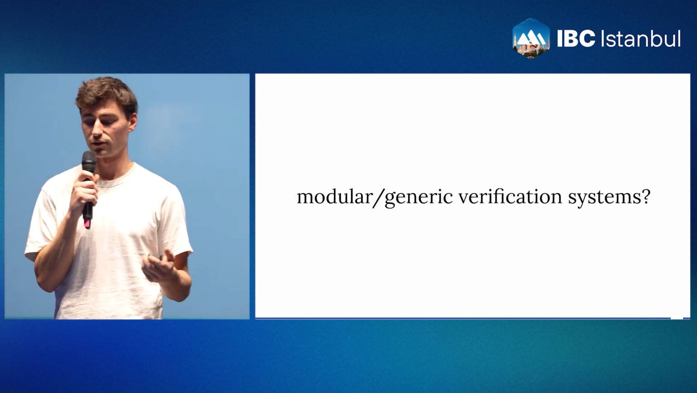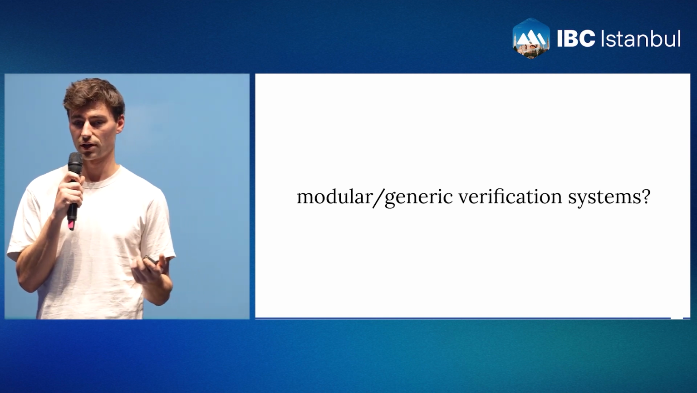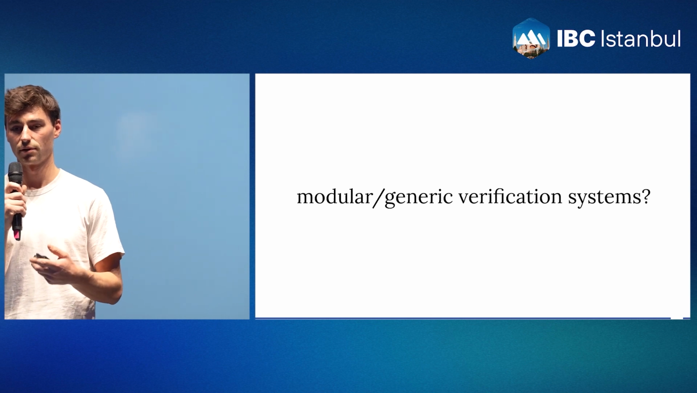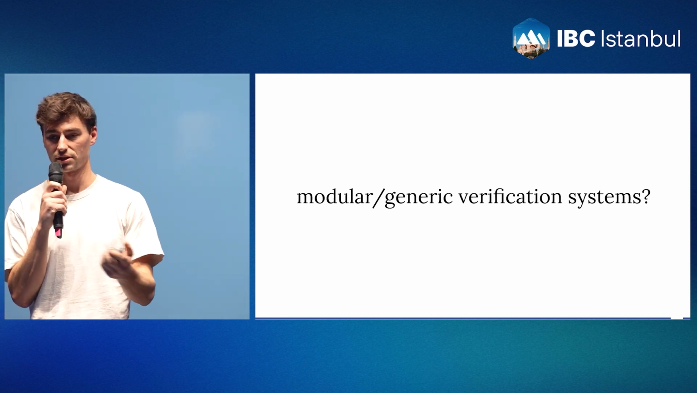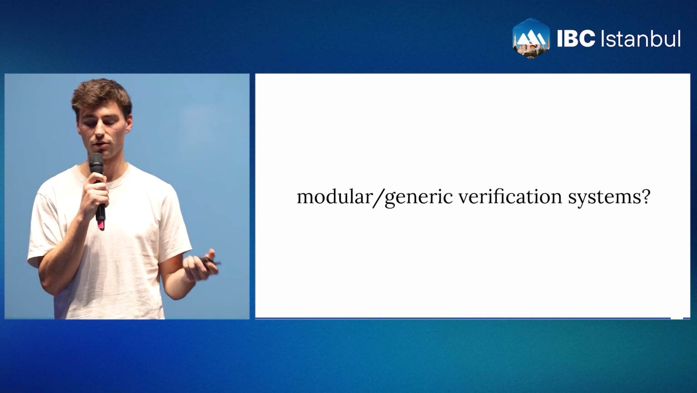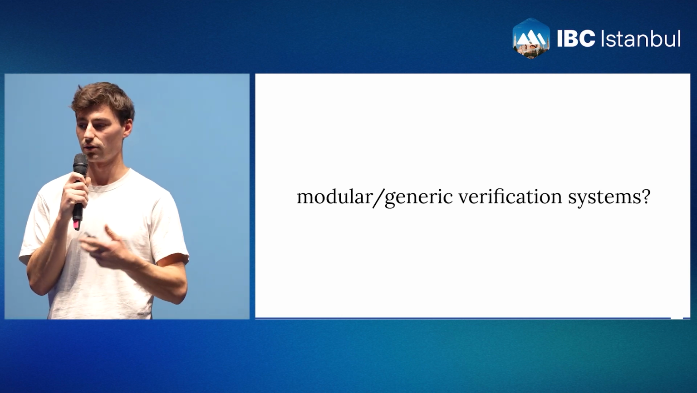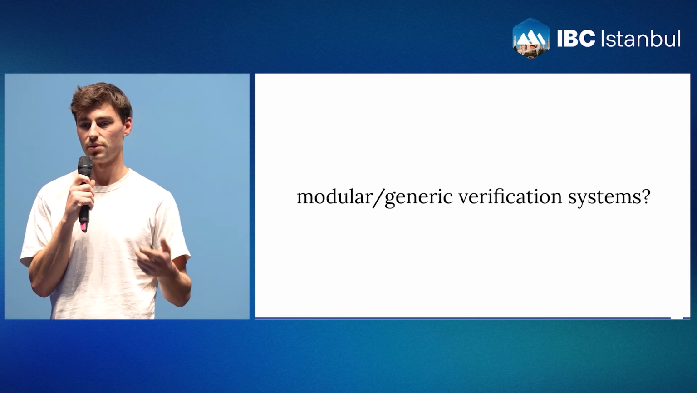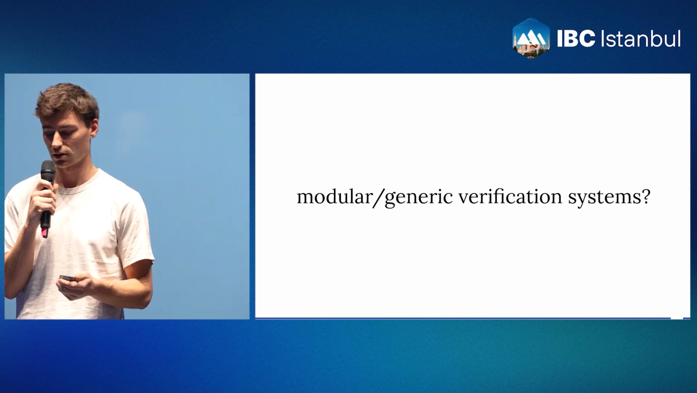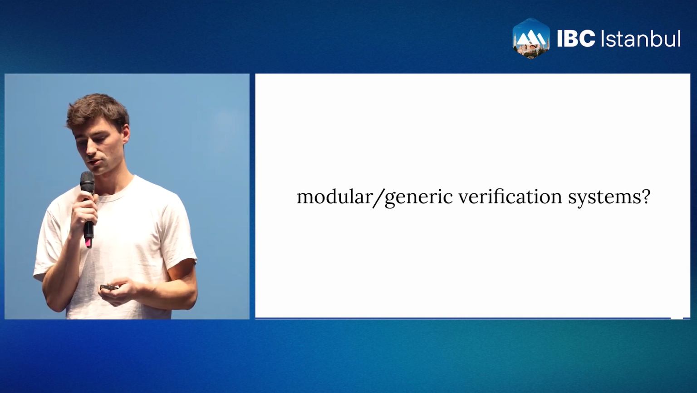Another idea is to get to a more modular or generic verification system. So if we can use the same verification system across different state machines, and we can find the common threads, then perhaps we can have one consensus chain be able to verify lots of different state machines on the other chains.